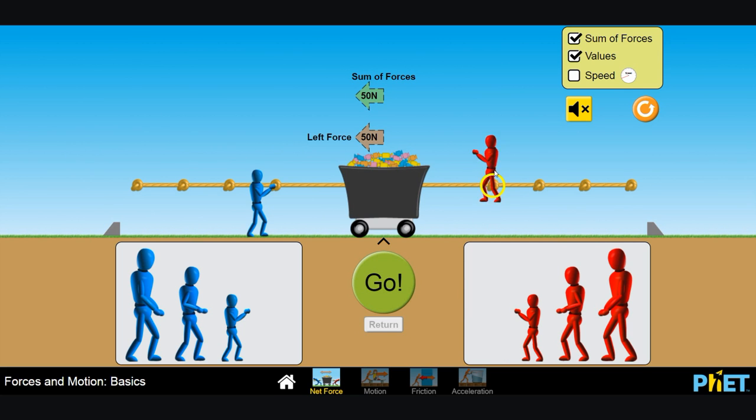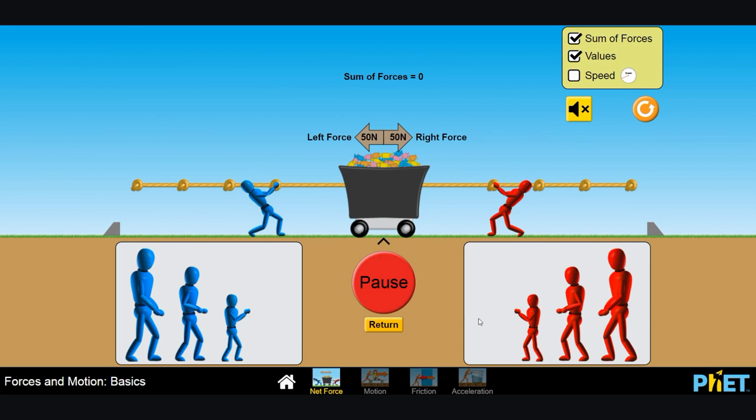How do we make it balanced? Well, let's add a red person in. Now we have 50 newtons going in the right direction. Notice the sum of forces is equal. What's going to happen? Nothing. No motion. Nothing's going to happen.